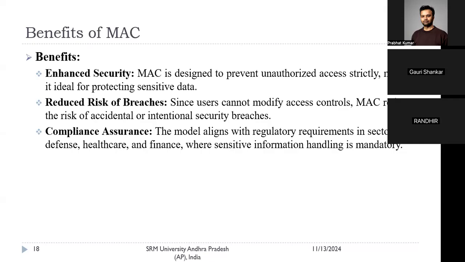Earlier in discretionary access control, the owner is everything for the resource. He can modify the access, everything. But now it is handled by the central authority. So security breaches are not there. Then this particular label can be used in healthcare, finance, or any sensitive information where classification is required. That can be done in mandatory access control.